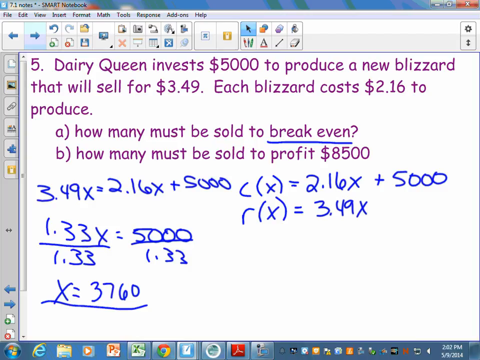Part B is a more realistic goal. You don't want to just break even. You want to make some money. And so how many must be sold to profit $8,500? However, if your mind works a way that you can get to this without doing all this work, I'm okay with it. But for me, I always think about profit.